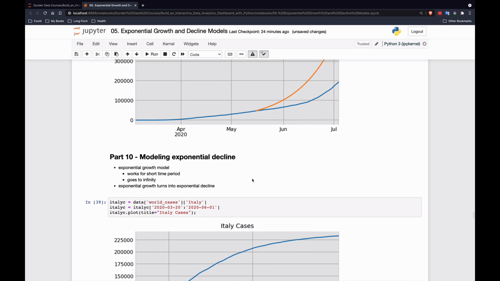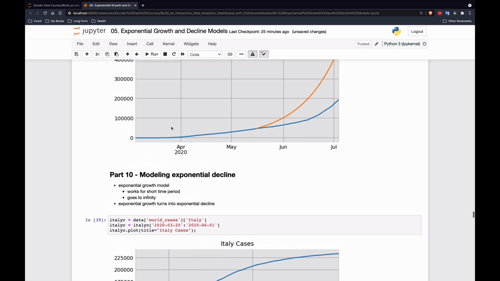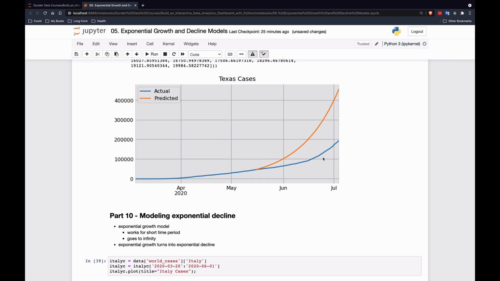So in the next part of the book, we're going to learn about a different model, a logistic model, that can sort of combine these two ideas and have exponential growth at the beginning and exponential decline at the end, so that it can fit these coronavirus case curves much better than any of these individual ones.